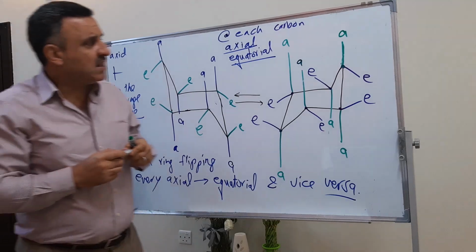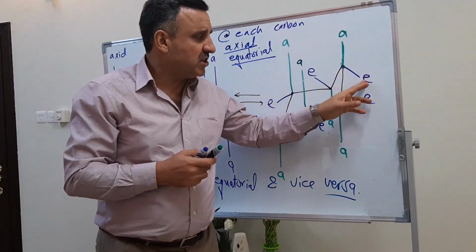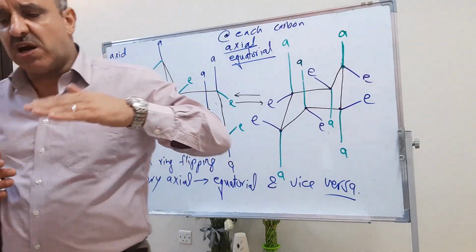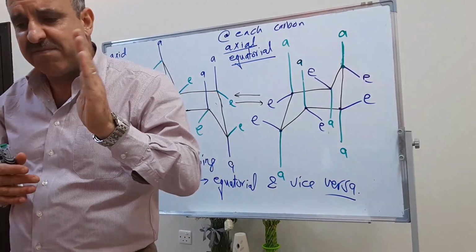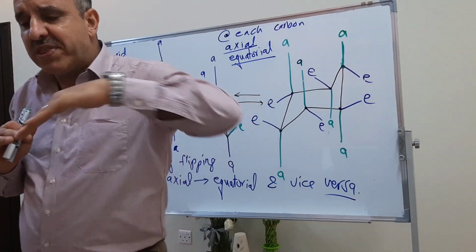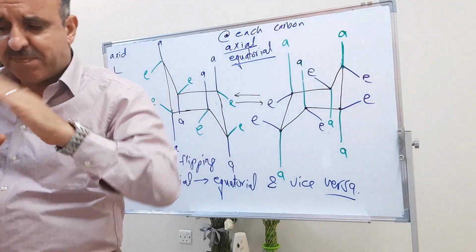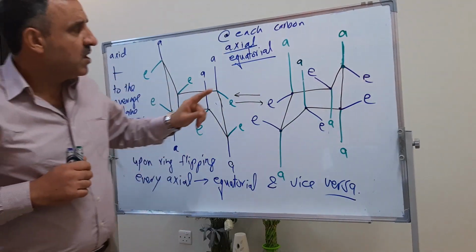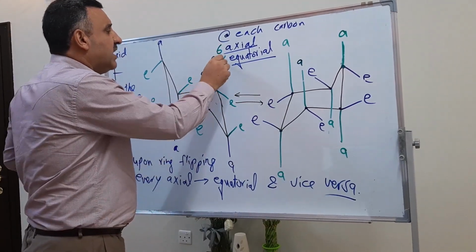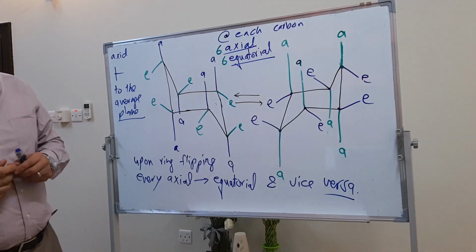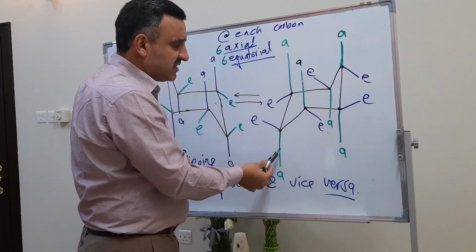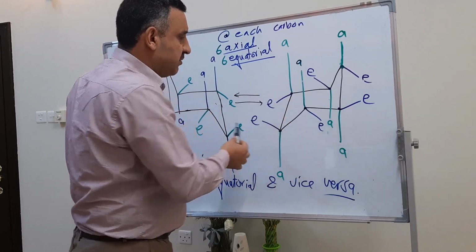Now, we have another type, which is the equatorial. The equatorial bonds, which are the blue ones here, are oriented either below or above, but they are not perfectly perpendicular to the plane. They are within the plane, either slightly above the plane or below the plane. So in cyclohexane we have 6 axial bonds and 6 equatorial bonds. You can see it here.